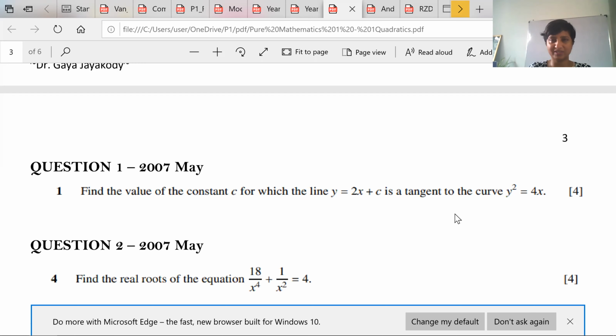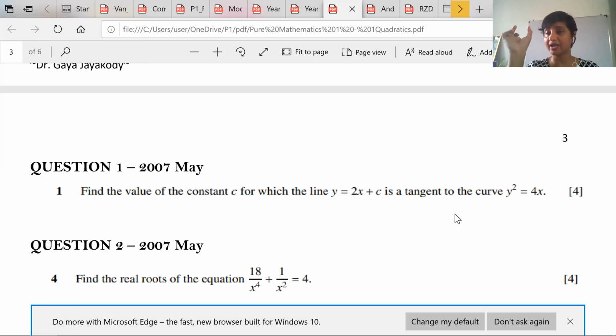Okay, let's look at this first question. Read the question. Find the value of the constant c for which the line y equals 2x plus c is a tangent to the curve y squared equals 4x.